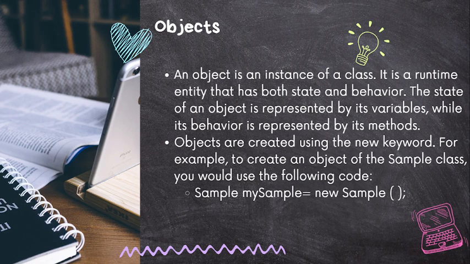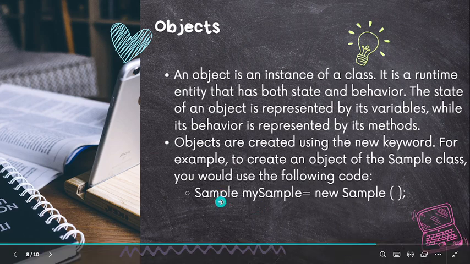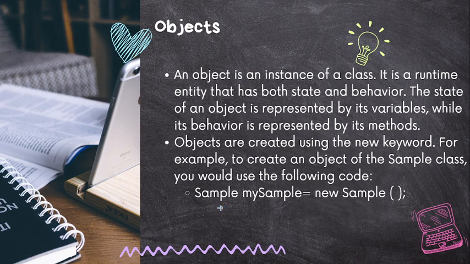So how do we create an object? For example, I have a class Sample, and I have to create an object for my class Sample. This is how I will create it using the new keyword. I have to give the name of the class, which is Sample. Then I have to give a name to my object, which I have given as sample. You can give it anything as per your convenience. And then using the new keyword we create an instance of your class Sample.